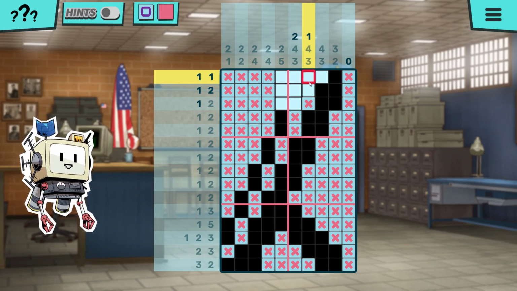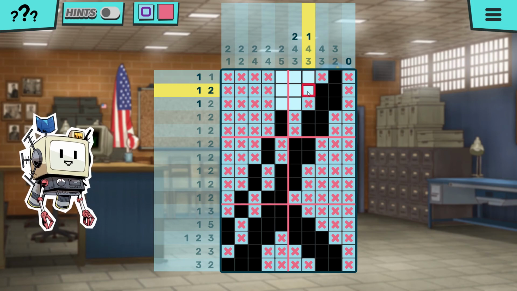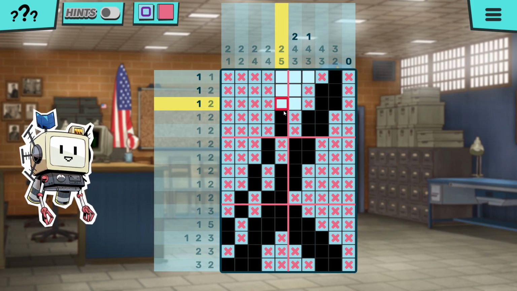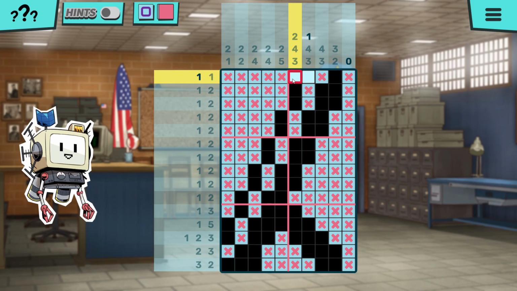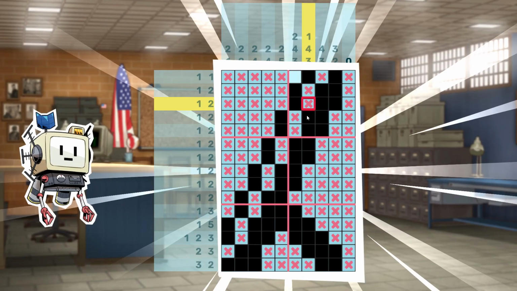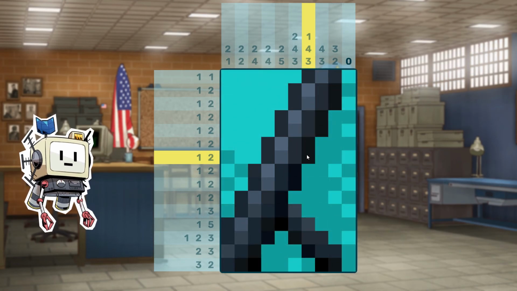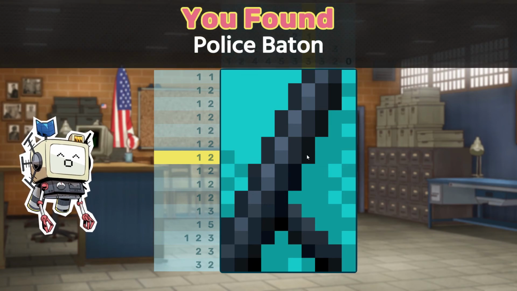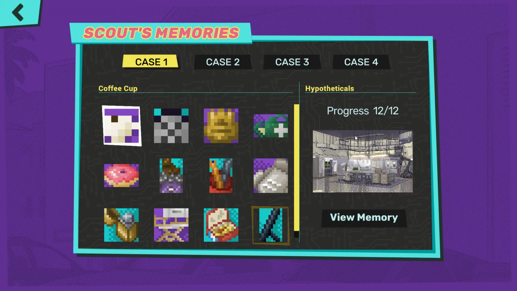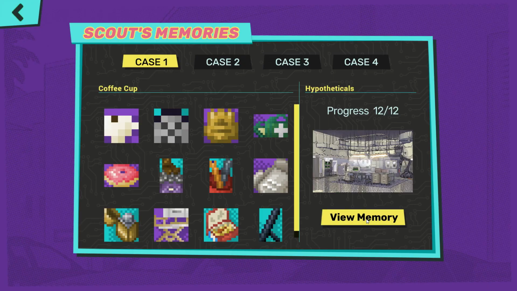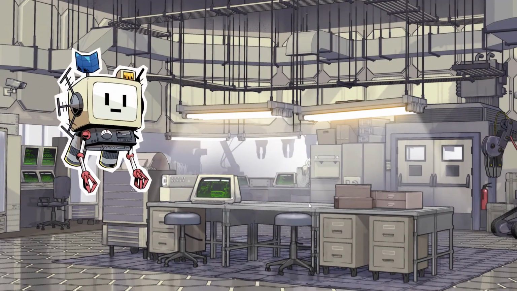3, 4. 1 here, 2 here, done, 1, there we go. That wasn't that difficult. A police baton. Okay. And now we've got our memory that we can watch.